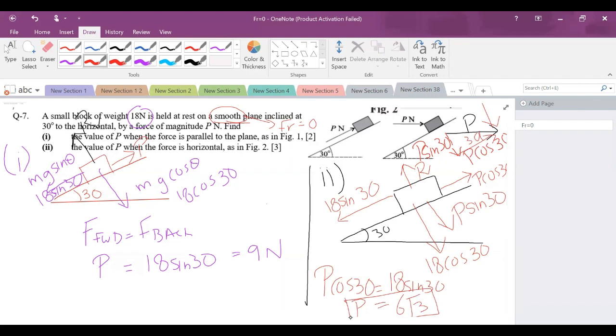Acceleration is 0 because it says that the object is at rest. So the formula would be forward force equals backward force. Now they could have made this question slightly more interesting by asking us to find R. They did not ask us to find R, so we did not use these forces.